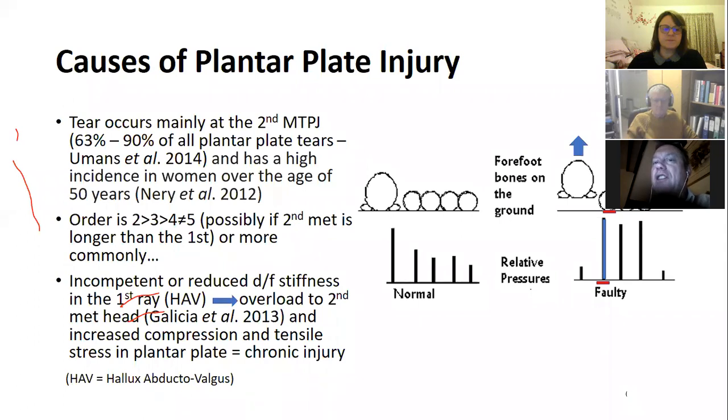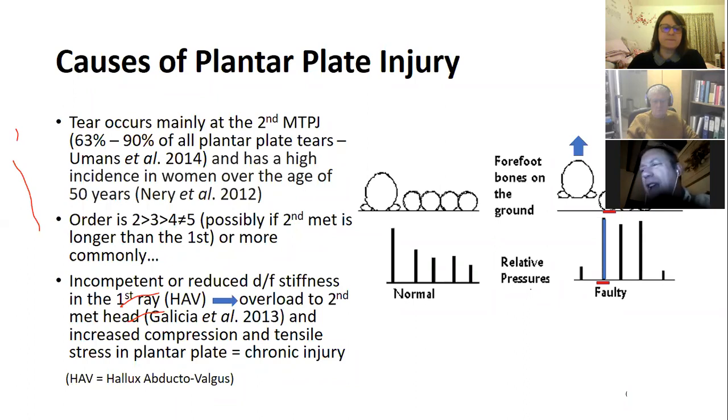And so that statistic from Lachmans et al. says between 60 to 90% of all plantar tears from their paper tear over the second metatarsophalangeal joint, a really, really common one. And it's more common in women than men and people over the age of 50 plus. Okay, so generally, if you're a man or a woman over 50, you're more at risk, but generally more women than men at risk of plantar plate tears.